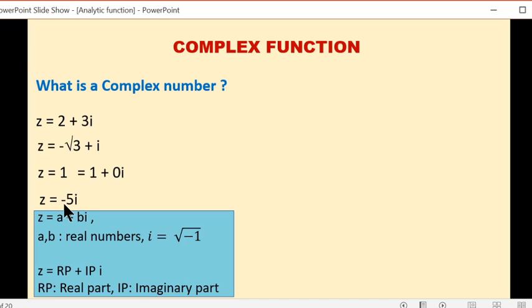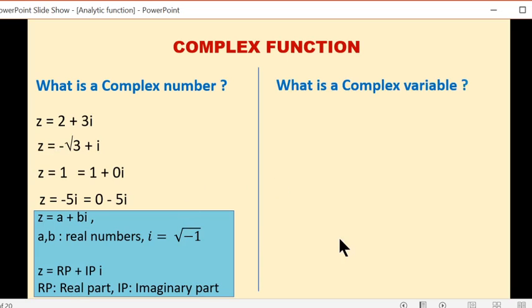Okay. Let us see the next example. z equal to minus 5i. This can be written as 0 minus 5i. Here the real part is 0 and the imaginary part is minus 5. So this is also a complex number. Any complex number where the real part is 0 is also called an imaginary number. The set of imaginary numbers is a subset of the set of complex numbers. Okay, these are all the things which we have seen. So this is all about complex numbers.